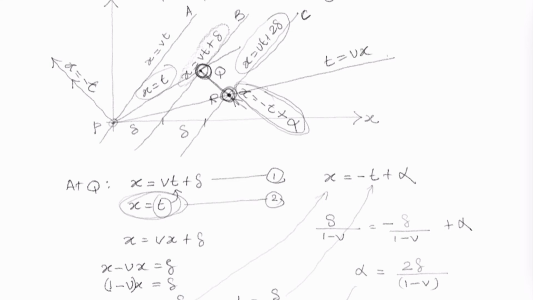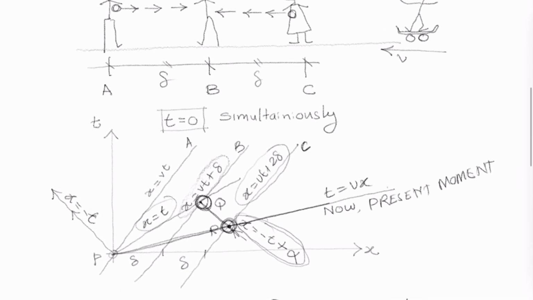These two events, P and Q, are happening simultaneously for you. Any number of events happening on this line are happening at the same time for you. This is the line of simultaneity of you. One particular now, one particular present moment. Those events happening simultaneously for you are not simultaneous for me.